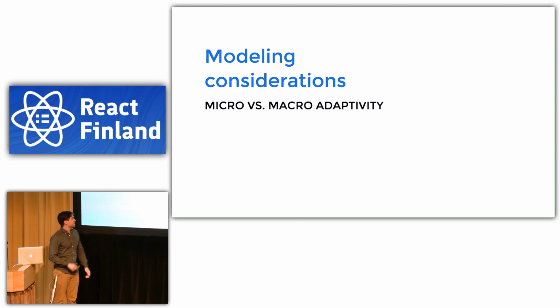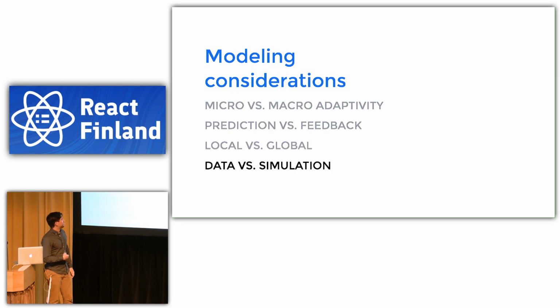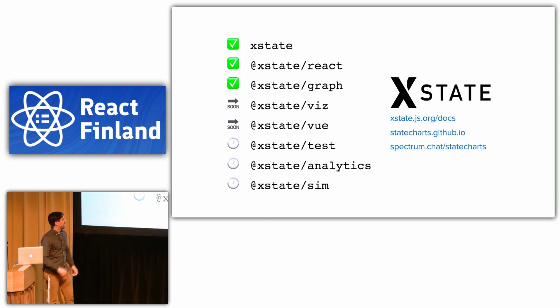But there's also a lot of modeling considerations, such as whether you should fit this to a user or fit this to a group of people. And so in XState, I've been working a lot on these sort of ideas because it's not just a state management library. It's a lot more than that. It makes these abstract models for your applications. And I just released XState React and XState Graph, which gives you those shortest paths and simple path algorithms. And there's a lot more coming down the pike, such as XState View, a visualizer, analytics, simulation, and testing utilities as well.